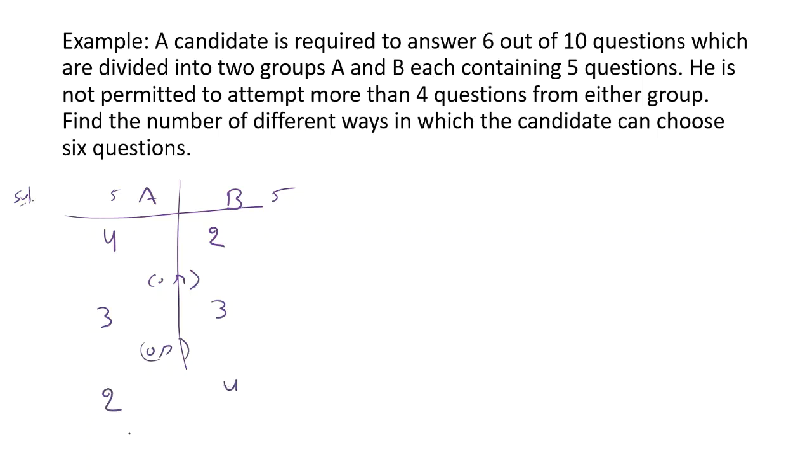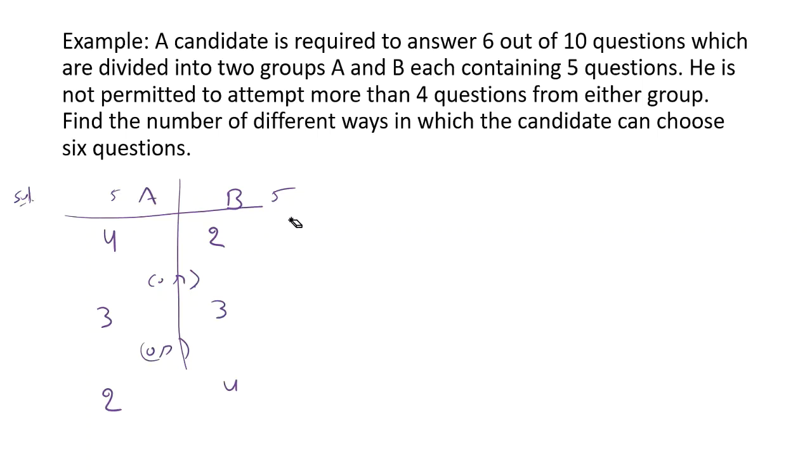He cannot select 1 question from group A and 5 questions from group B, because he is not supposed to answer more than 4 questions from any group. So the number of ways of choosing 6 questions is, he can select 4 questions from group A and 2 questions from group B, or he can select 3 questions from group A and 3 questions from group B, or he can select 2 questions from group A and 4 questions from group B.